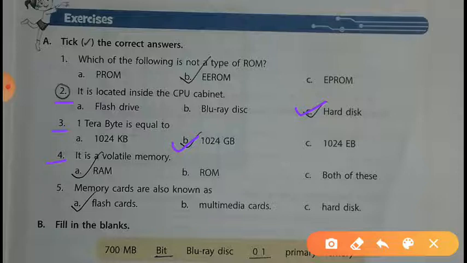Now question number four: it is a volatile memory. Dear students, option A is the right answer. RAM is a volatile memory and ROM is a non-volatile memory. Now question number five: memory cards are also known as flash card. Option A is the right answer.